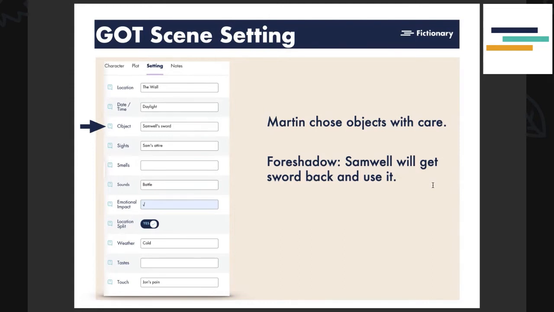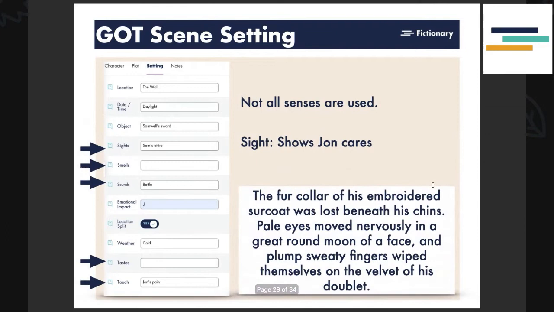Now there's lots of objects in the story. And so the goal of your self-editing here is not to list everything in your scene. It's to list what's key so you can then check to see what scenes it was in, and did you use it well, and did you use it later is the more important question. Not all senses, so sight, smell, sounds, taste, and touch, have to be in every scene, and they're not used in this scene.